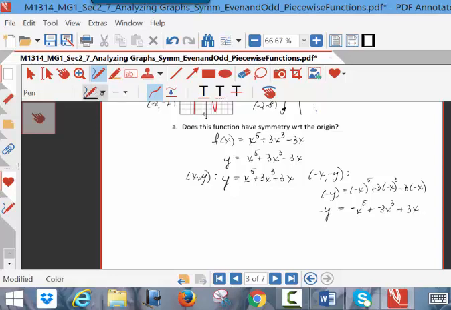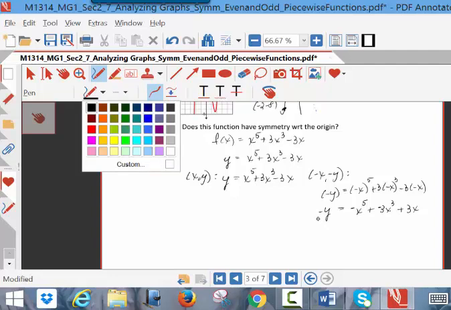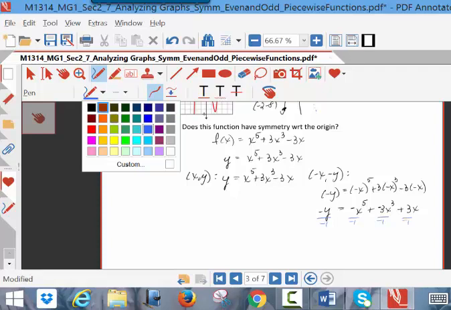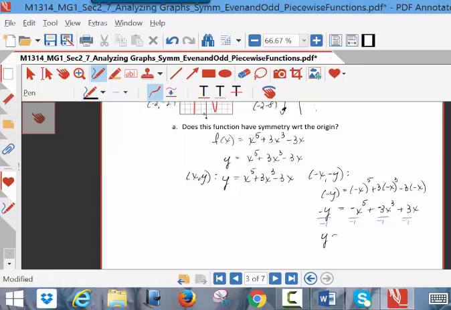Now the negative is on the left side, so I'm going to divide everything by -1. So it says y equals, so I can really compare the two equations. So this is going to be y equaling a positive x to the 5th plus 3x cubed minus 3x. So did this work? It sure did. It worked. So since they are the same, then the answer to this question is yes. And if you have something that has symmetry with respect to the origin, it is named an odd function.